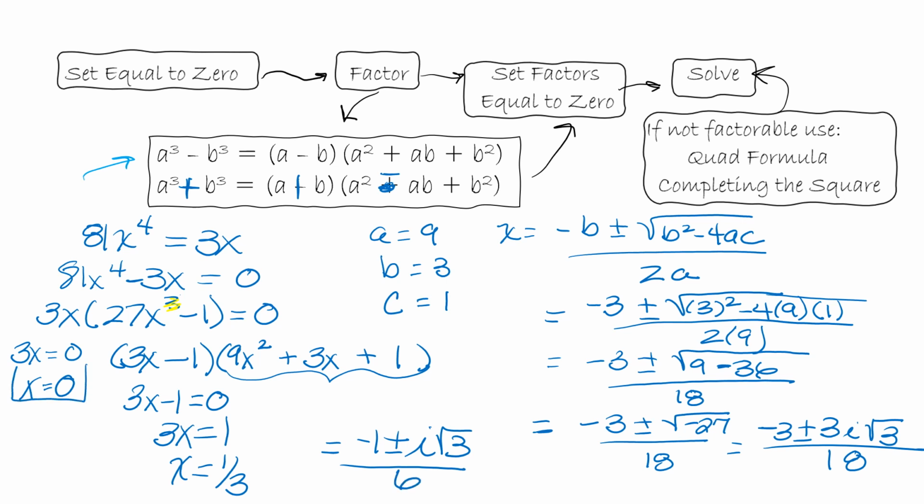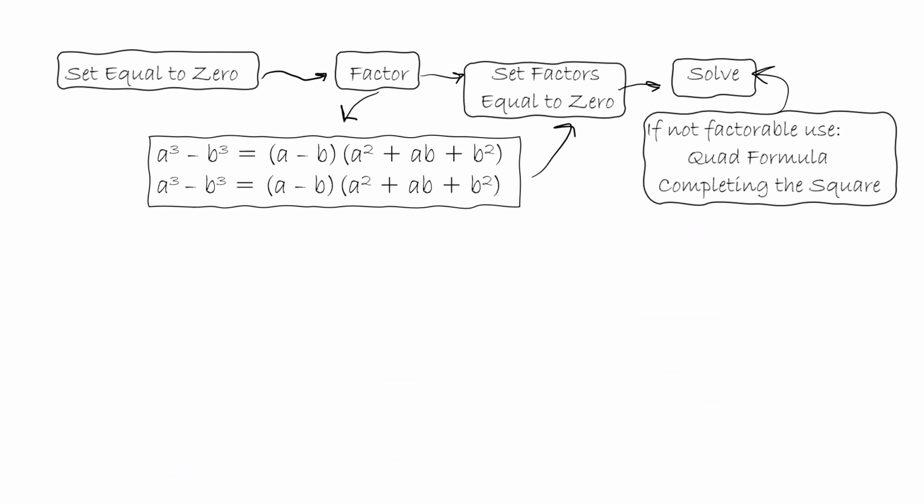So my zeros here are 0, 1/3, negative 1 plus i root 3 divided by 6, and negative 1 minus i root 3 divided by 6. Look at the next example. The next example is 4x to the 4th plus 35x squared minus 9 equal to 0.